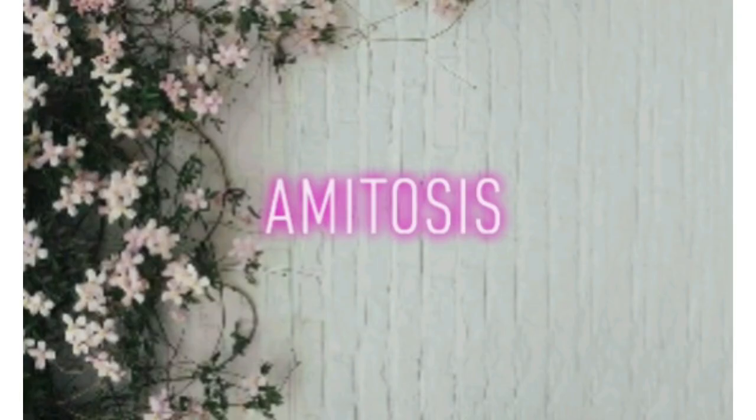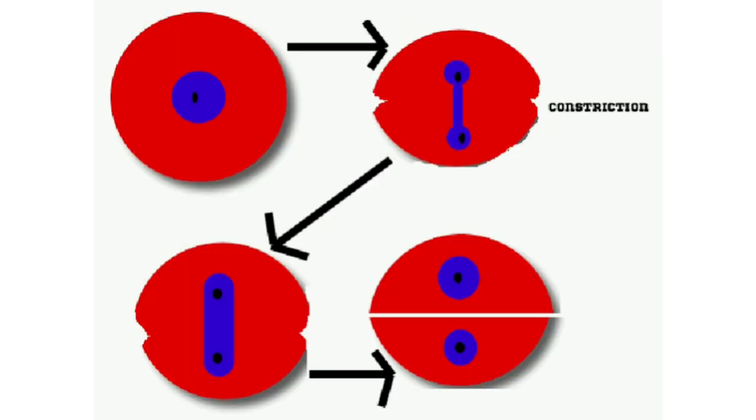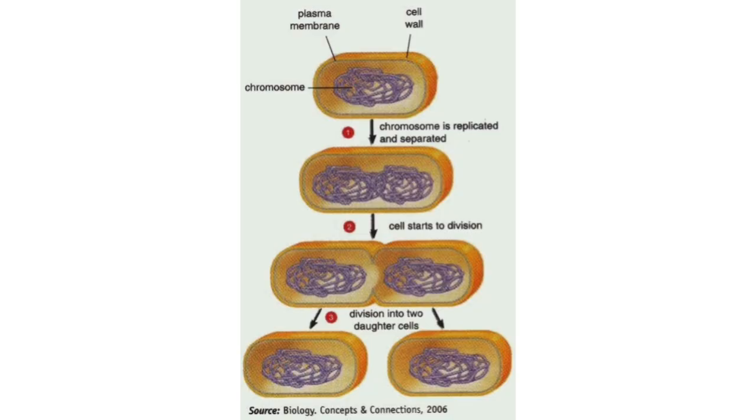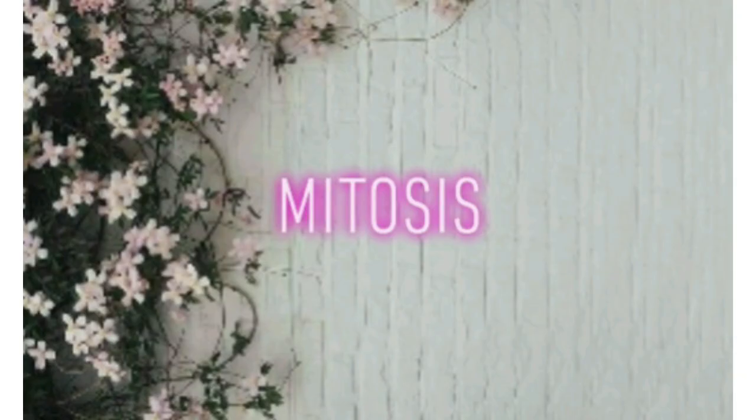Now let us see amitosis. It is the simplest mode of cell division and it occurs in unicellular animals, for example amoeba, in aging cells and in fetal membranes. During amitosis, the nucleus elongates first and a constriction appears in it which deepens and divides the nucleus into two. Followed by this, the cytoplasm divides, resulting in the formation of two daughter cells. This is amitosis.